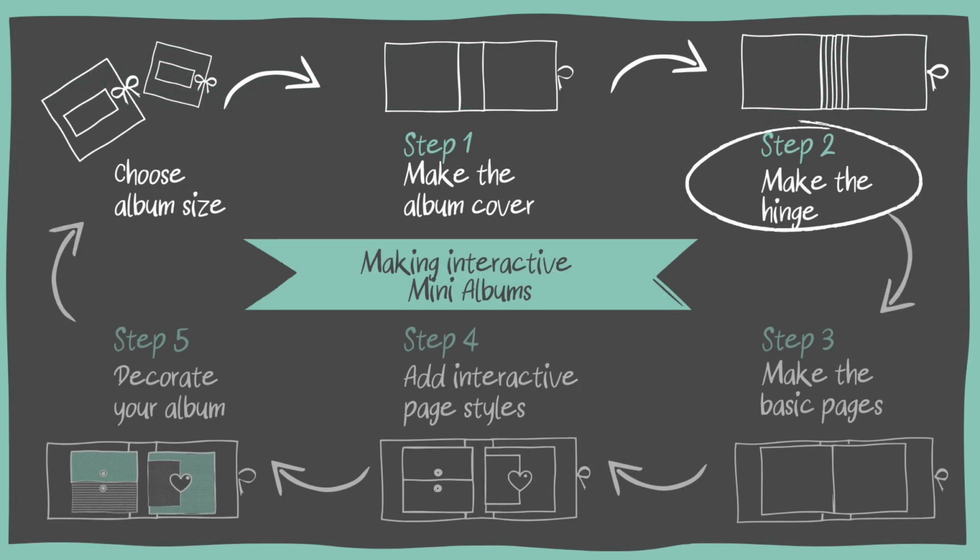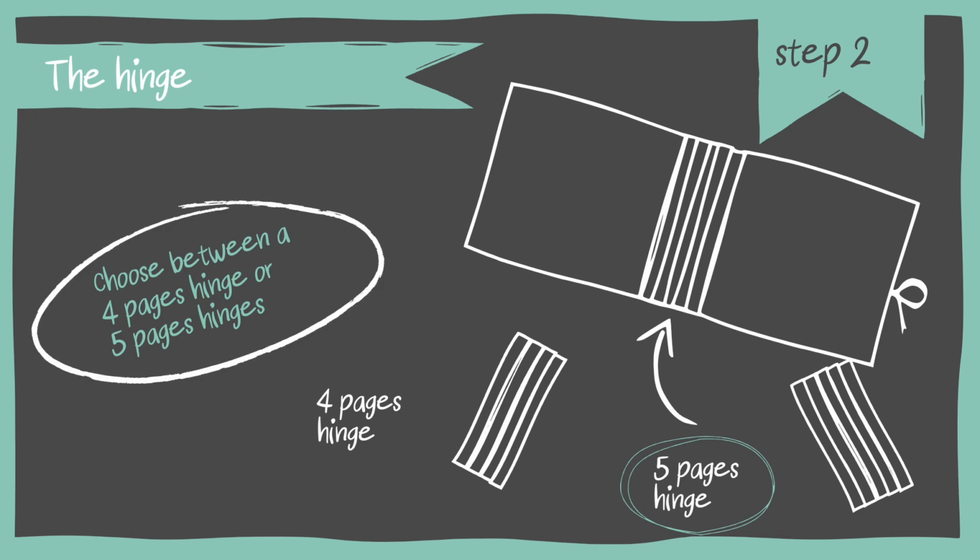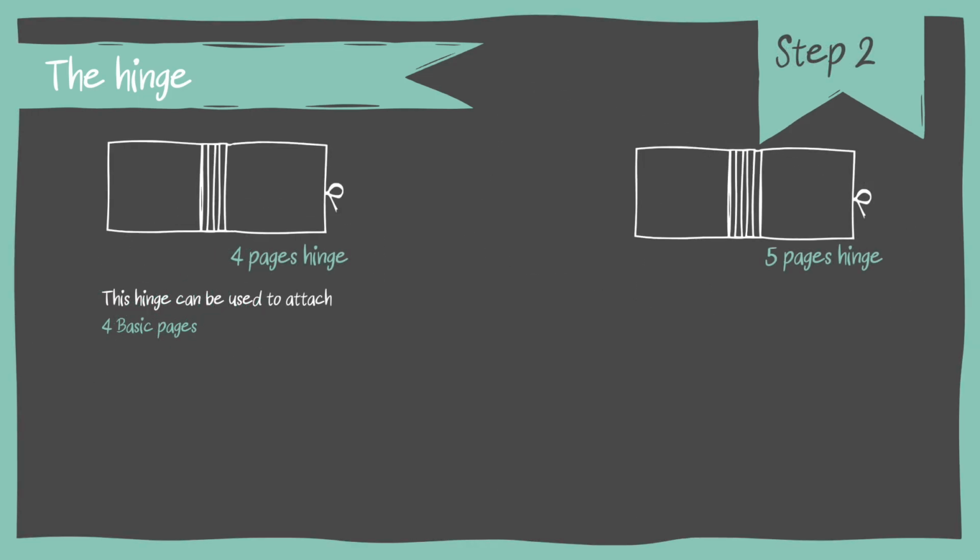So let's have a look at the second step, which would be to make the hinge for the album. And before making the hinge, you can actually choose if you want to do a hinge for 4 pages or for 5 basic pages. And each bundle includes the cutting guides for 5 as well as for 4 hinges, so you can simply choose how many basic pages you want to include in your album.